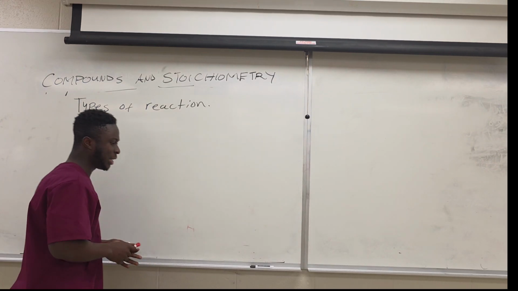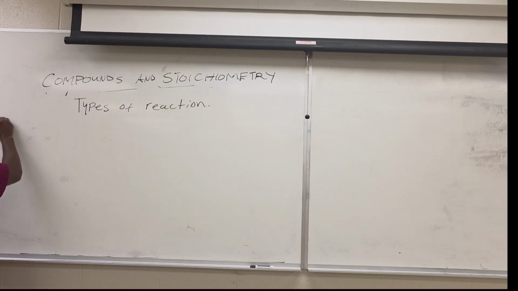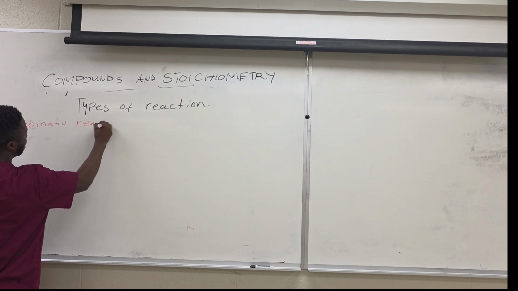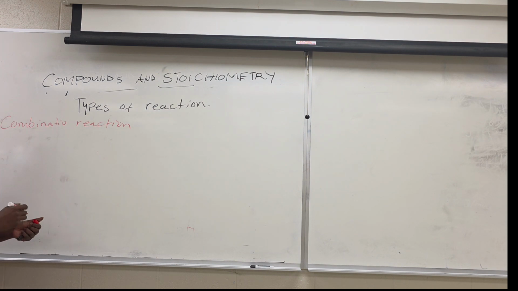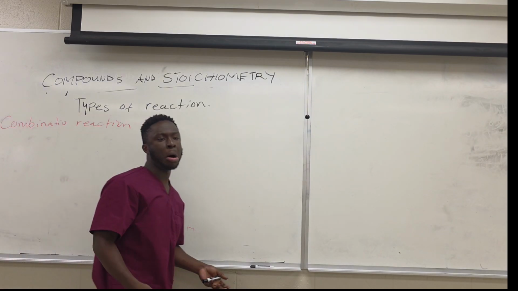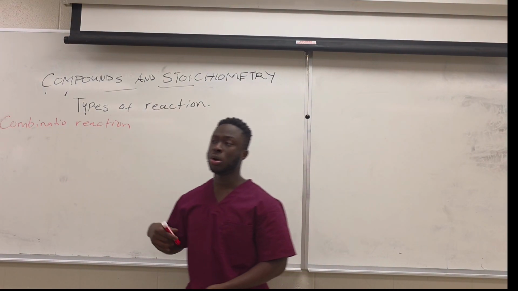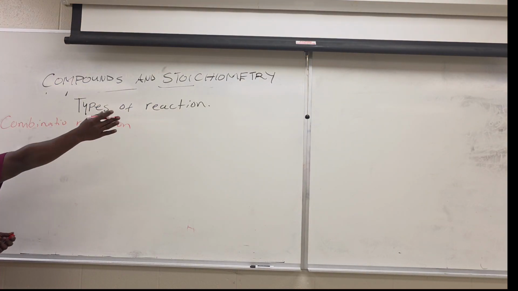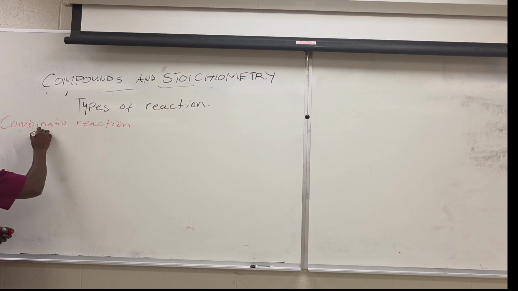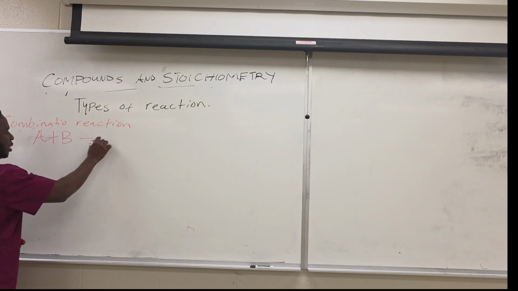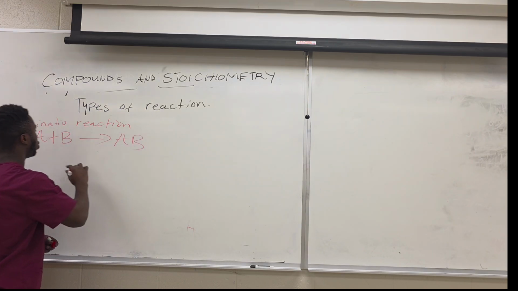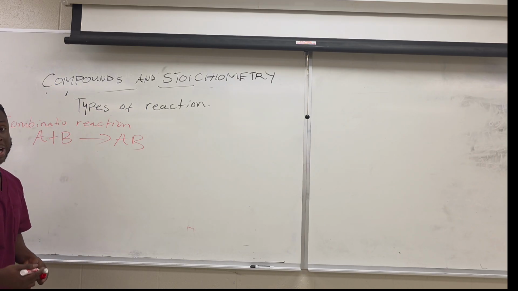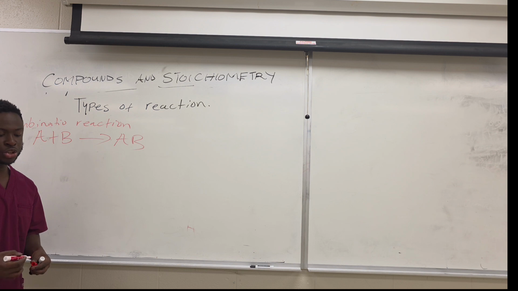The first type of reaction that I want to look at is the combination reaction. Now, combination reaction is pretty simple. It is just 2 or more atoms coming together to form one unit. I'm not going to write 2 or more atoms anymore. I'm just going to write A plus B gives you AB. So A combined with B to give you AB. That is a combination reaction. Pretty straightforward.